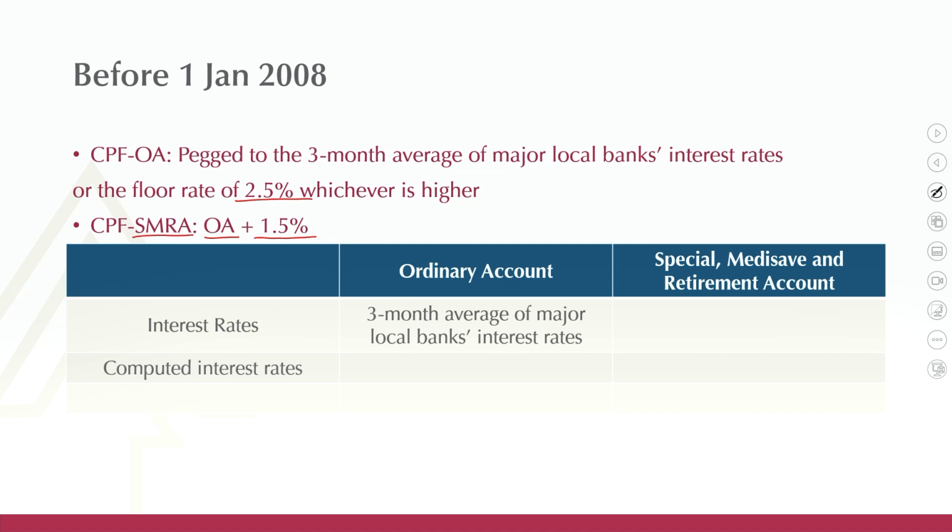Based on earlier, we calculated that the 3-month average of major local bank interest is about 0.66%. But we realize here that the CPF OA interest is based on the 3-month average or the floor interest rate of 2.5%. Because the floor interest rate of 2.5% is higher, the actual interest rate used to calculate the ordinary account is 2.5%.